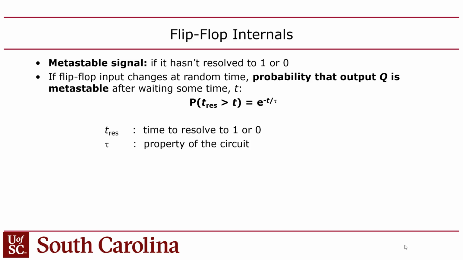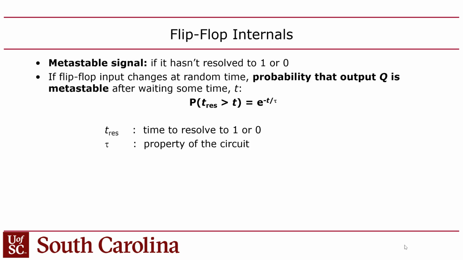If you look at the probability that you will achieve your result within a certain amount of time t, where t sub res is the time to resolve, meaning it gets out of metastability and goes back to normal, the probability that the resolution time is greater than t, meaning that if you give it t seconds, it's still going to be wonky, can be calculated as e raised to the negative t over tau. And tau is a technology parameter. It's a result of the actual design of the flip-flop, and also the fabrication, the CMOS silicon technology that implements it. So tau is something you're given.